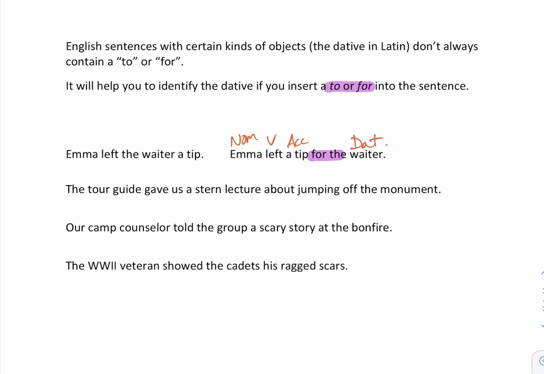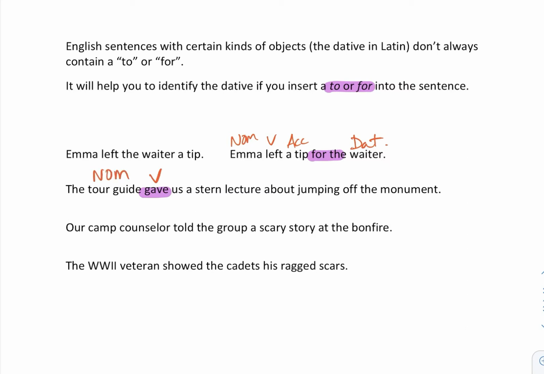So let's look at this one. This one does also not have a to or a for. We have to figure out where to put it so we can figure out what the dative is. The tour guide gave us a stern lecture about jumping off the monument. So, give. So here we have our giving verb. Do you see that? Giving verb. I told you they have to be giving, showing, telling verbs. There's our verb. Tour guide is the nominative.